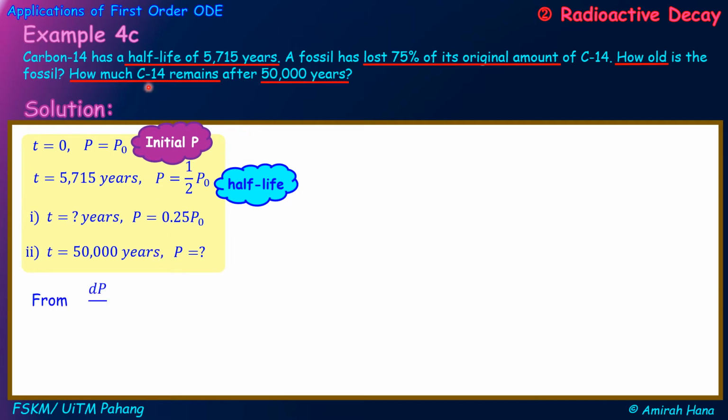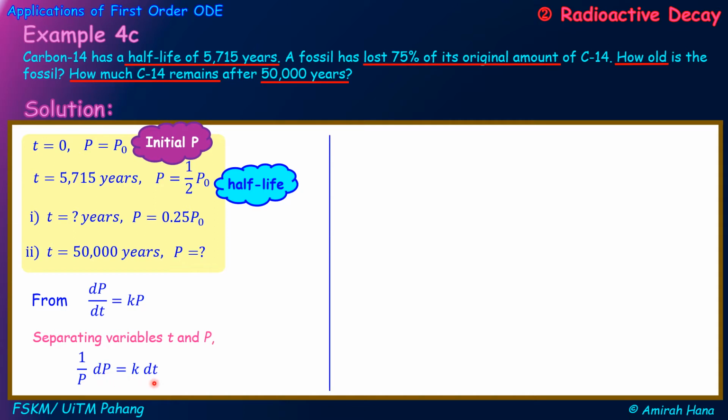To solve this problem, we need to start from dP over dt equals kP. Then, separating variables t and P. We move dt to the right hand side, so we get times dt. At the same time, we move P to the left hand side, so we get times 1 over P. Now we have 1 over P dP equals k dt.